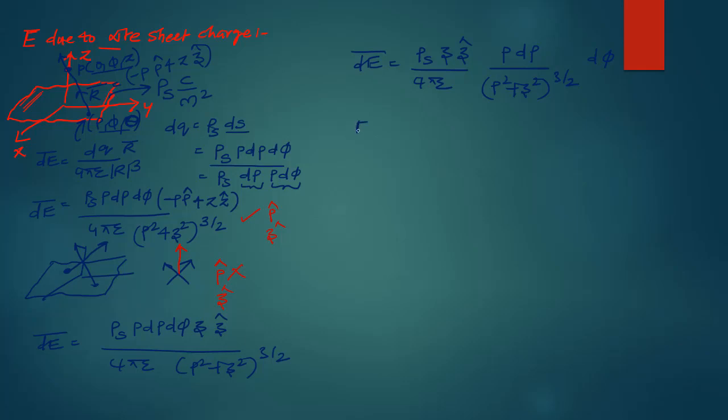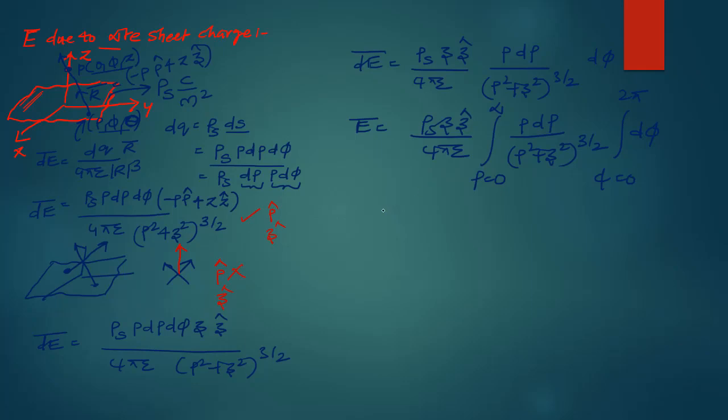So E bar is equal to rho_s z cap by 4 pi epsilon integral. Rho is changing from 0 to infinity. Rho will not take negative values because rho is the radius, so we have to take 0 to infinity. So rho d rho by (rho square plus z square) whole power 3 by 2, integral phi changes from 0 to 2 pi, d phi. So it is equal to rho_s z cap by 4 pi epsilon.